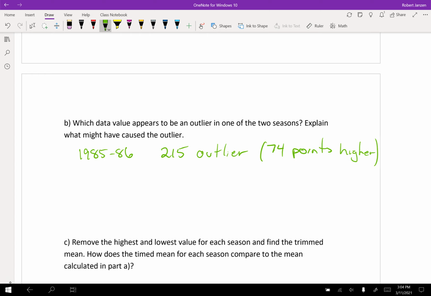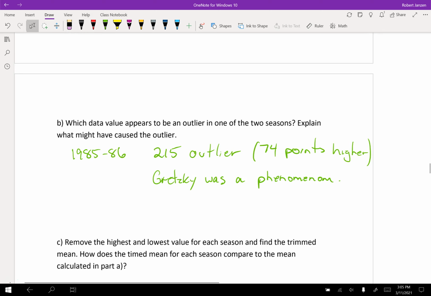Okay? And why do you think this is? Well, in this case, Gretzky was just so much better than everybody else. We'll use a real fancy word here. He was a phenomenon. Okay, even today, most of his records stand, and they're so far removed from anybody else's that we're never going to get there. I mean, right now they talk about 50 goals in an NHL season being fantastic. Well, Gretzky had 92 in 1 year. No one's ever going to score that again.